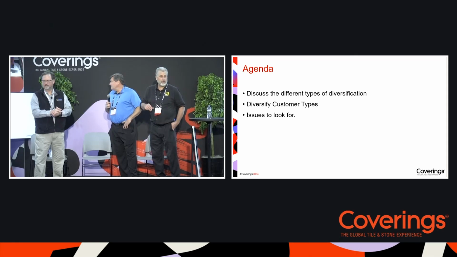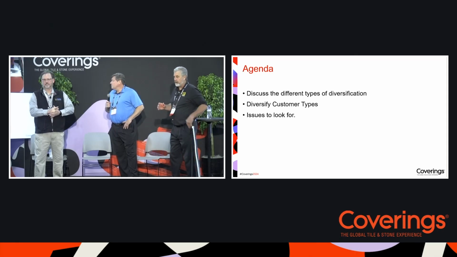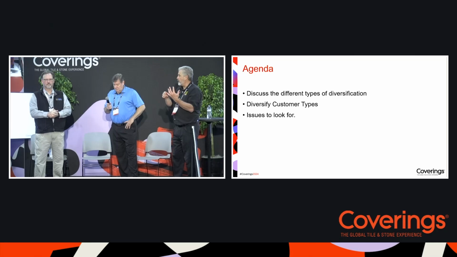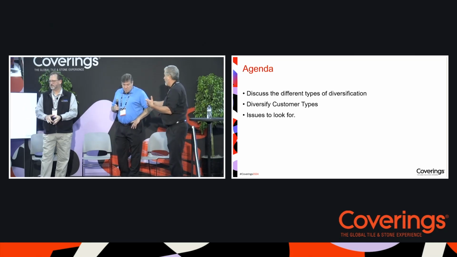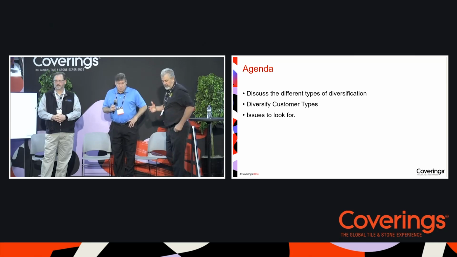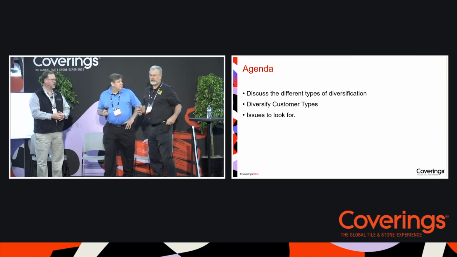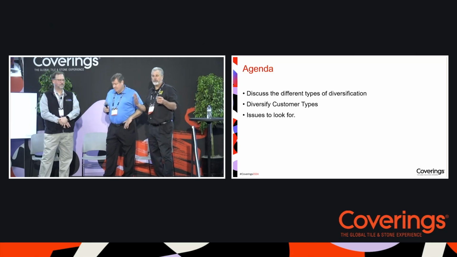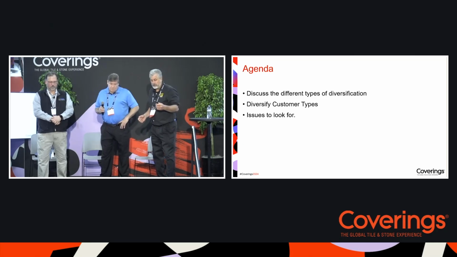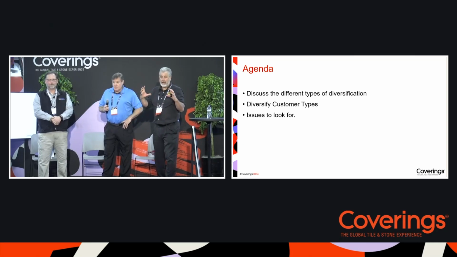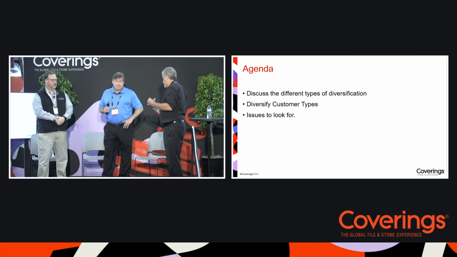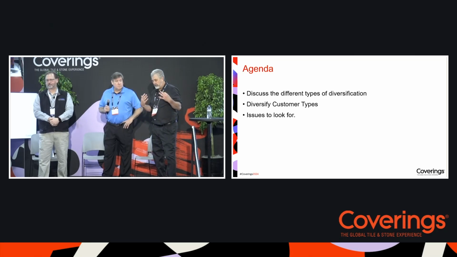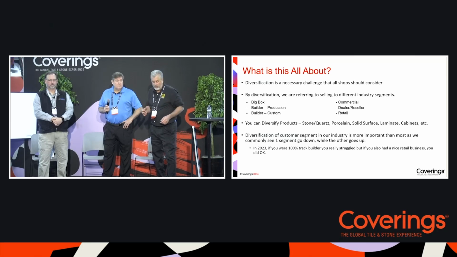So today we're going to talk about the different types of diversification, right? It's kind of a broad word, right? Whether it's customer segments, material types, type of projects. We're going to focus a little bit on customer types because that really drives a lot of operational issues, depending on who you're selling to and the type of projects. So with that, we're just going to get into it.